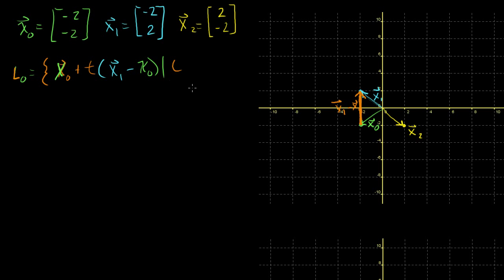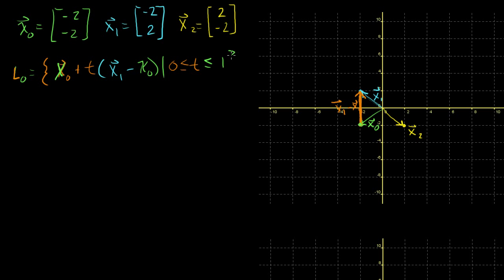Let me write it this way. t is greater than or equal to 0. So when t equals 0, this term cancels out, and we just have this point, or this position right here. We just have that position there. And then t is going to be less than or equal to 1.